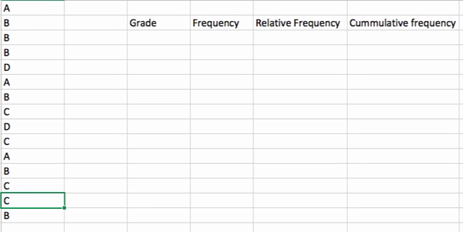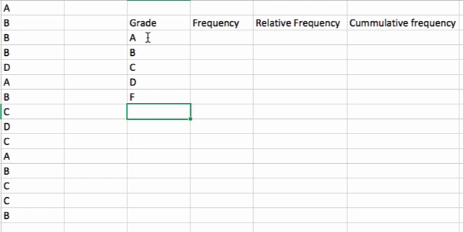Let's take a look at how to create a frequency table. First off, we have on the left-hand column the grades of 15 students in my class, listed as their letter or final posting grade. We are going to summarize this in a frequency table, indicating how many students got an A, B, C, D, or F.